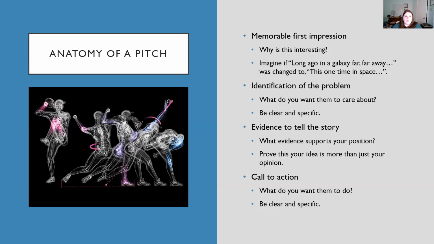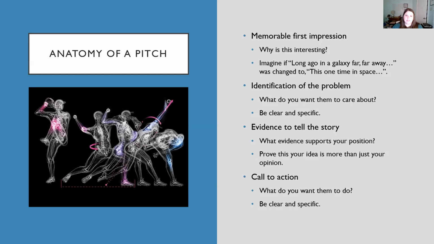So I listed here one idea, which is imagine if they had started Star Wars with, instead of "long ago in a galaxy far, far away," what if instead they had led with "this one time in space"? It doesn't evoke the same emotion. It doesn't maybe feel quite as interesting as if you started out with something that's a little bit more interesting to listen to and something that really kind of brings a sense of importance to the situation. I mean, if you're looking at doing a comedy and it starts out "this one time in space," maybe that makes a lot of sense. But if you're talking about something that's going to become an epic story that people are going to care about for decades, starting out with "long ago in a galaxy far, far away" is probably a better way to go.